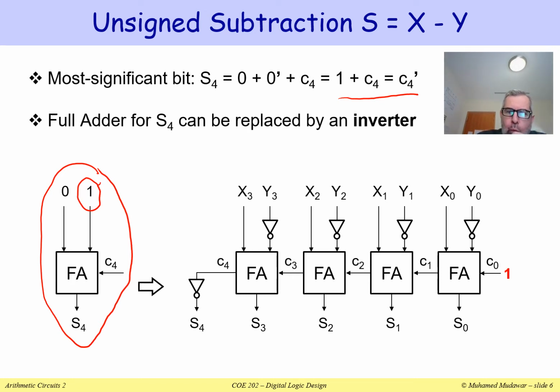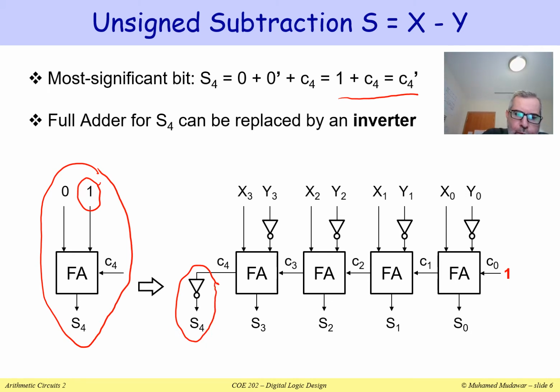Why is it C4 prime? Because if C4 is equal to 0, we get 1. And if C4 is equal to 1, we get 0 and a carry. But the final carry here, we don't really need an extra carry, so we only get a 0. So if C4 is equal to 0, we get a 1. If C4 is equal to 1, we get a 0. So we can replace this full adder here with an inverter.